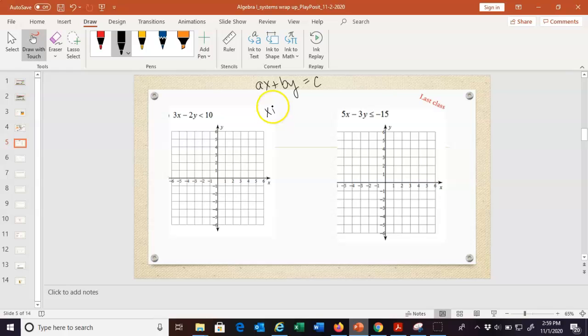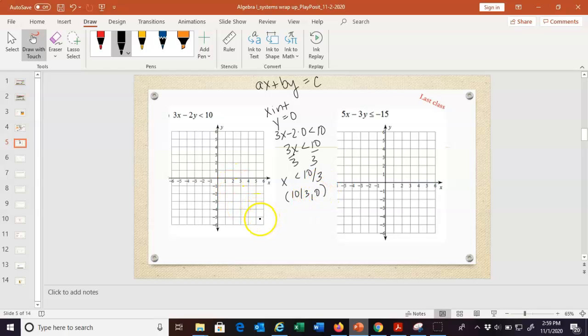If we wanted to find the x-intercept, we would plug in 0 for y, right? So let's do that. 3x minus 2 times 0 is less than 10. 3x is less than 10. I'll divide by 3. x is less than 10 thirds. All right, so our intercept is going to be 10 thirds and 0.